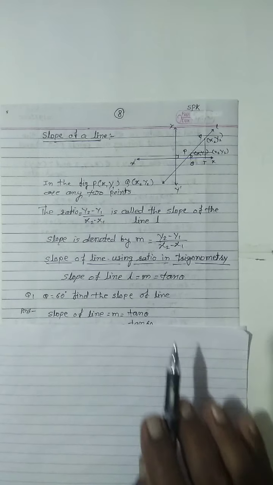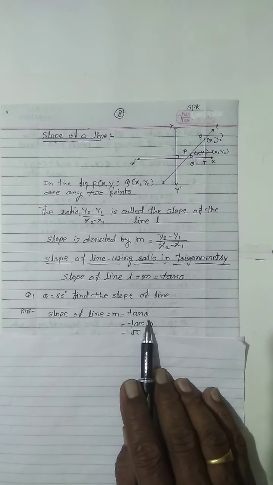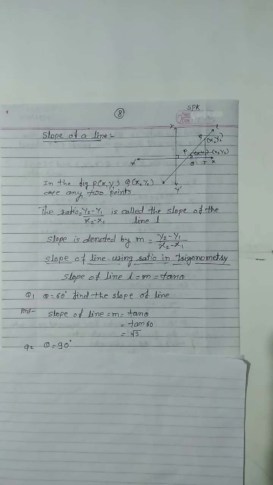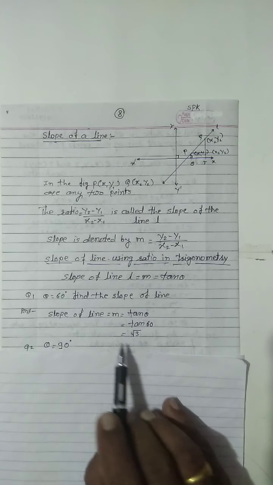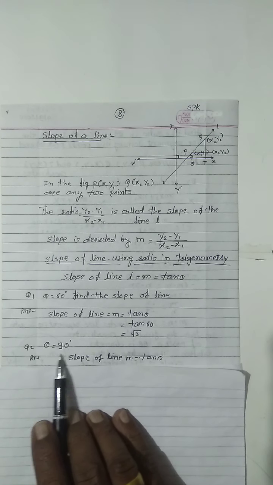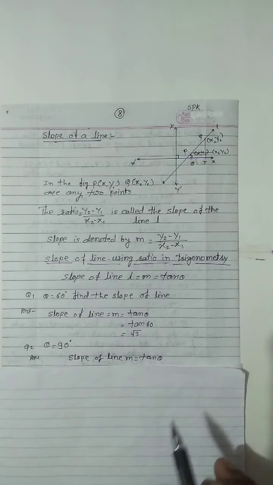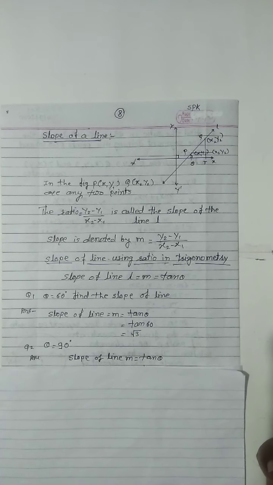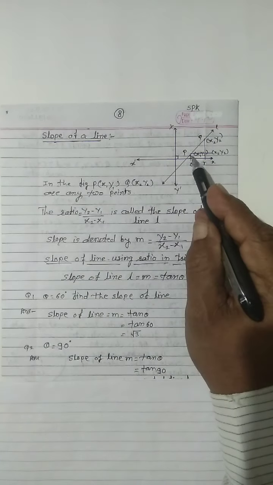Then we write down the formula. Slope of line m equal to tan theta, where theta is 60 degrees, then tan 60. The value of tan 60 is root 3. So we can say that the slope of the line is root 3. Now see the second question, theta equal to 90. Now we write slope of line m equal to tan theta, means m equal to tan 90. See, theta is 90.